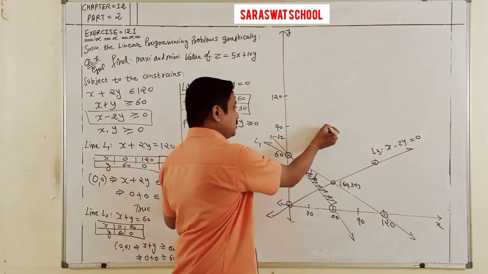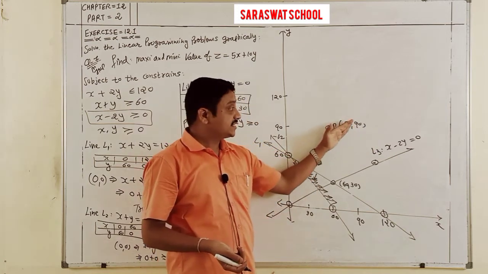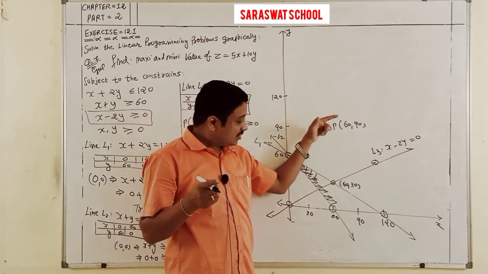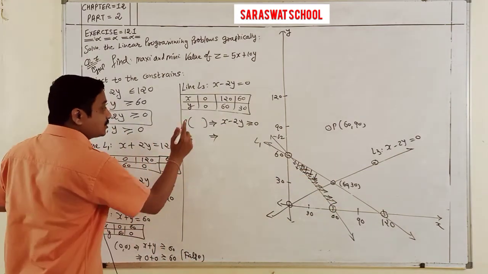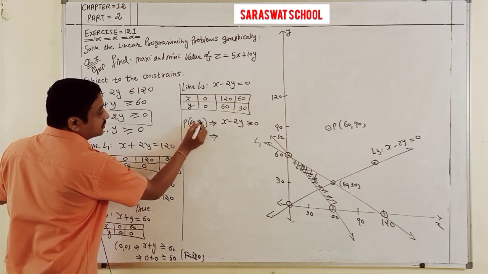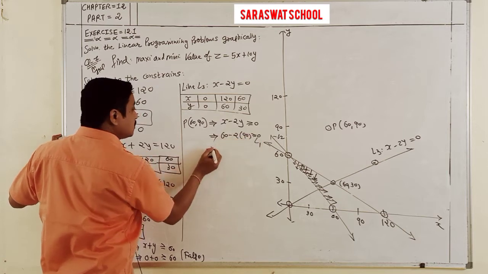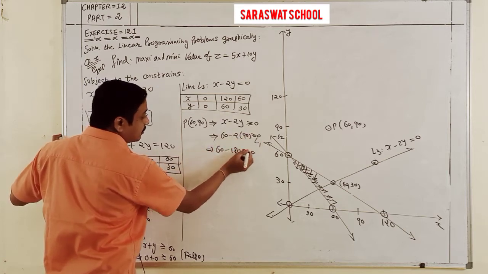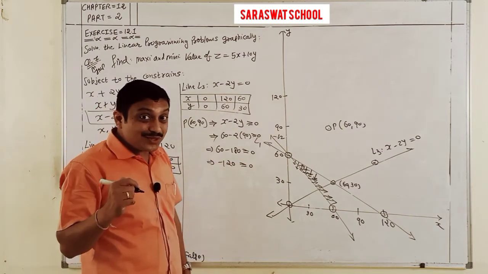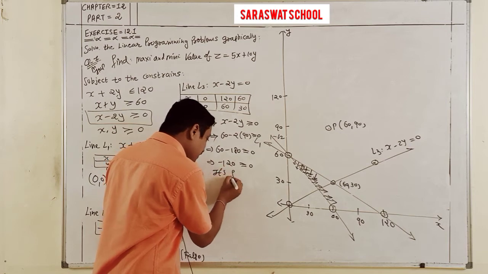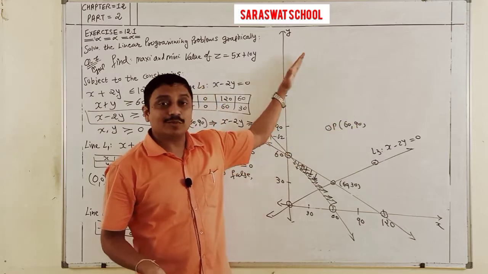I will take two points, P, checking to this side shading. If this is true, then my shading portion is this. So 60 comma 30. Here I will check to here 60 and 90. So x is 60, y is 90, 60 minus 180, it is minus 120, and minus 120 is not more than 0, it is false. It means this side shading portion for this line L3 is not possible.